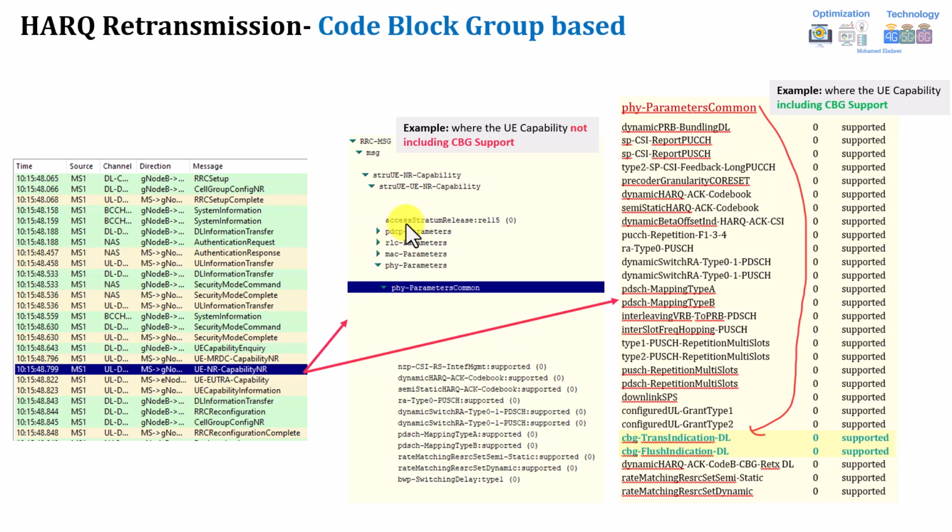Okay, this one is just showing how to check the code block group from UE logs. As you can see here, in the capability information, you will go through the physical parameters. Under the UE capability information, you will find the PDCP or the MAC, then the physical parameters. Under that part, you need to search for the information called CBG transmission indication downlink or flush indication. This one was not supported by the device, while this one was supported. So this one is reporting to the network: I'm supporting the code block group retransmission. So you can now enable the feature if you would like to have it in your network.